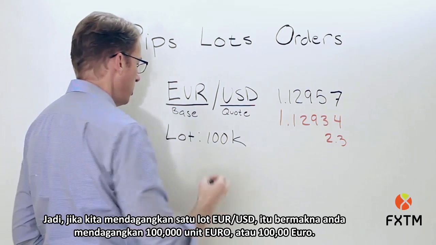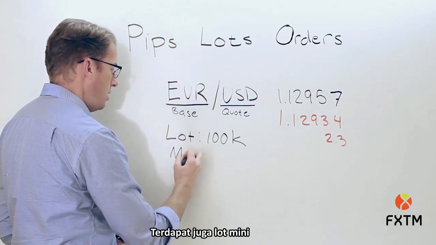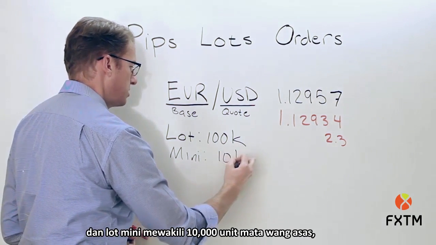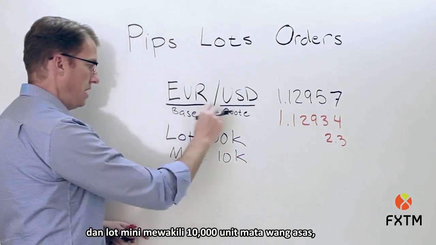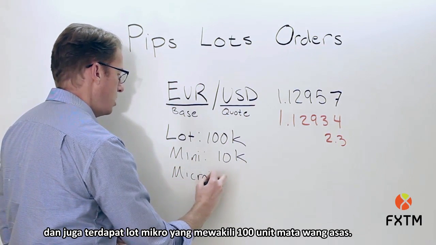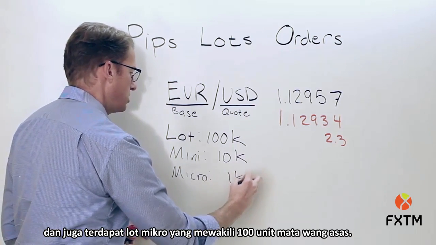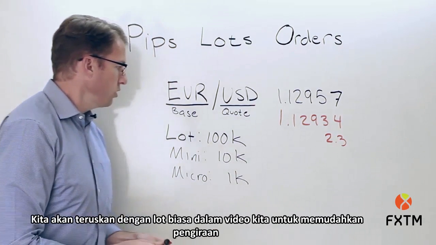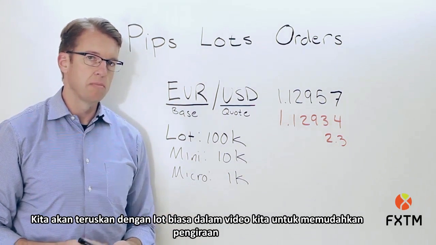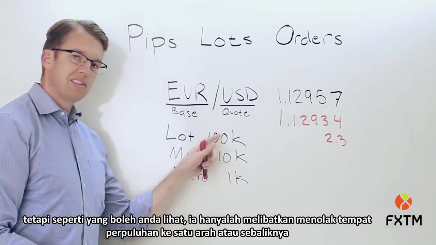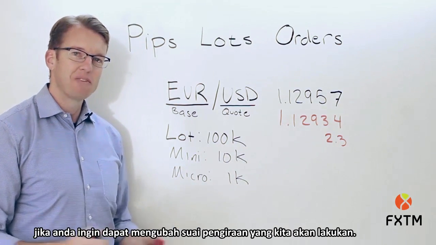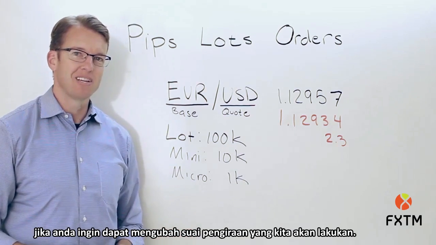So if we were trading a lot of the euro USD, then that means you're trading 100,000 units of the euro, or 100,000 euro. Now, there are, of course, also mini lots, and those represent 10,000 units of the base currency. And then there are also micro lots, which represent 1,000 units of the base currency. Now, we're going to be sticking with regular lots in our video series to keep the math really easy, but as you can see, this is merely going to be a matter of pushing the decimal place one direction or the other if you want to be able to modify some of the calculations that we'll do.